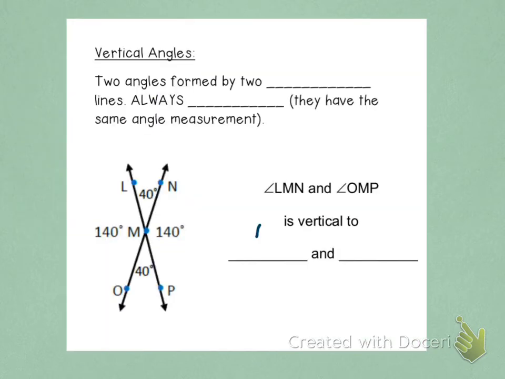Next, we have what we call vertical angles. If we were to test your vertical in athletics, it would be jumping straight up and down. And this is going straight across. So these are two angles formed by two straight lines, and they always have the same angle measurement. They're always equal.